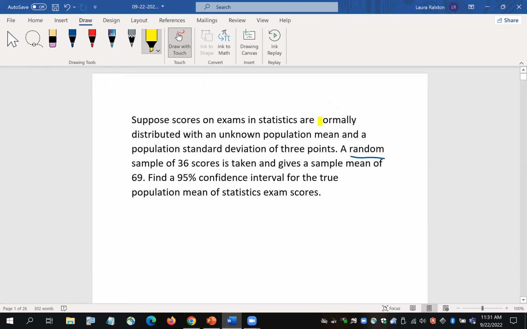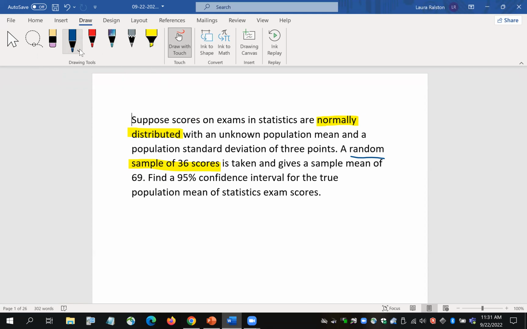In this case, I actually have both, because it tells me in the first sentence that the scores on exams in statistics are normally distributed. But then we also have a sample of 36 scores. So I actually meet both of those. I know it's normal and the sample size is over 30. I don't have to meet both, but I'm good.